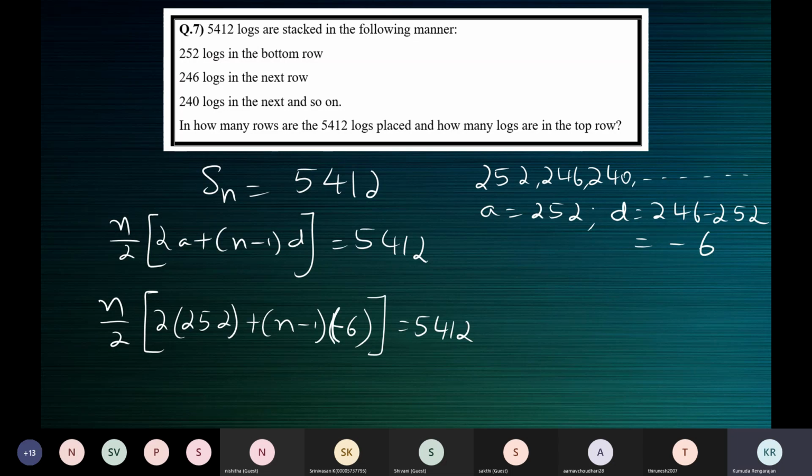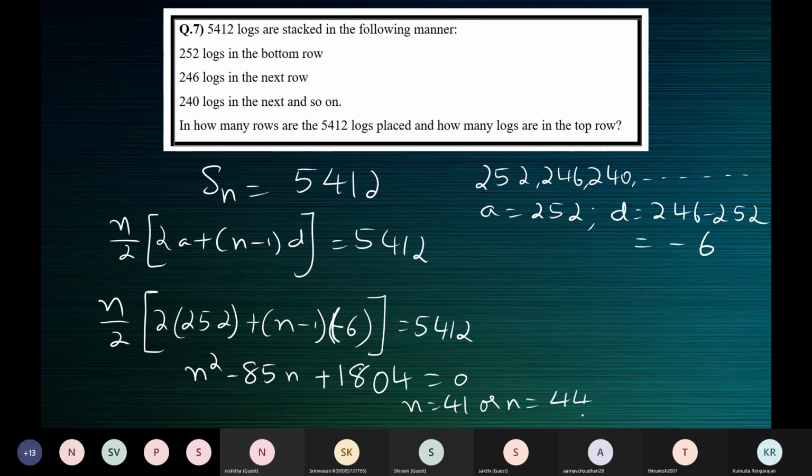Okay. So the value of n also. What is the equation, children? N squared minus 85n plus 1804 is equal to 0. Okay. All right. So the values of n is equal to 41 or n is equal to 44. I hope all of you got this.